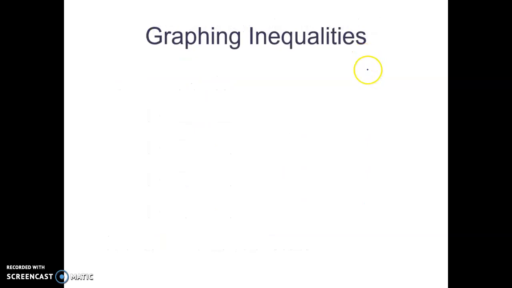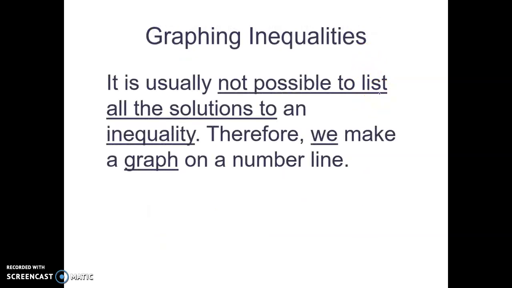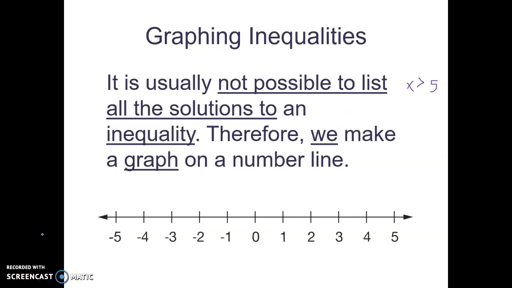Let's talk a little bit about graphing inequalities. When we're listing possible solutions, remember we said that there are usually an infinite number of solutions, so it's really not possible to list all of the solutions of an inequality. If I asked you to list for me every number that was greater than 5, you'd be here the rest of the day and to infinity listing every number greater than 5. So in order to show all possible solutions, we can make a graph on a number line to indicate that our solutions are going to be infinite.